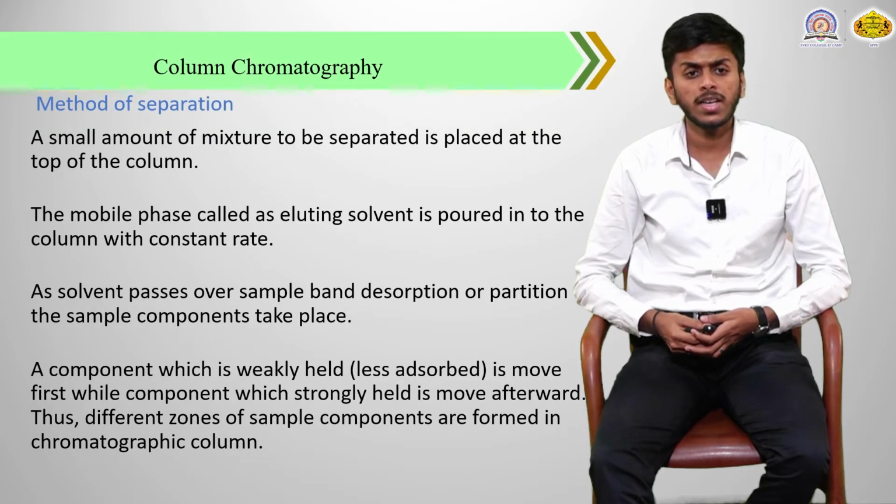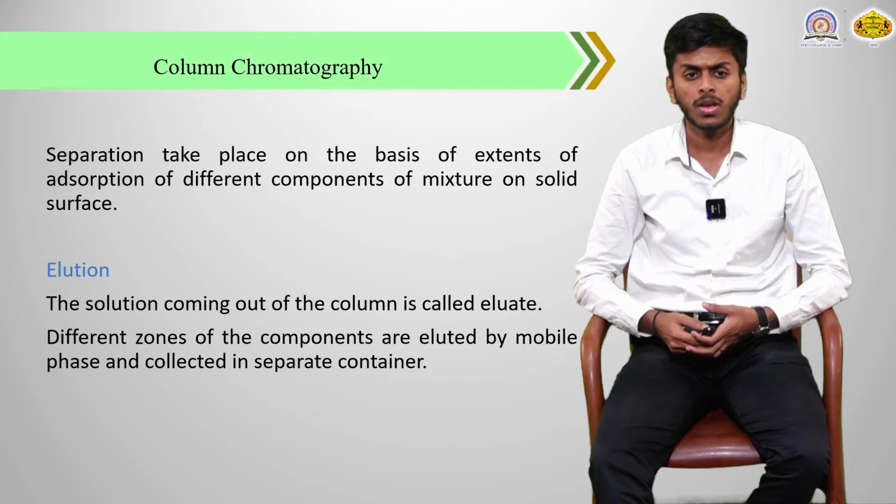Now we will study the mechanism or method of separation. A small amount of the mixture to be separated is placed at the top of the column. The mobile phase is called the eluting solvent. It is poured into the column at a constant rate. As solvent passes over the sample, desorption or partition of the sample components takes place. A component which is weakly held or less adsorbed moves first, while the component which is strongly adsorbed moves after. Thus, different zones of sample components are formed in the column.